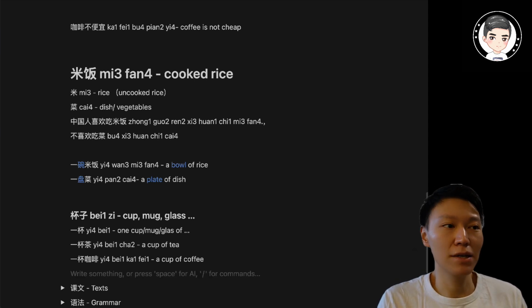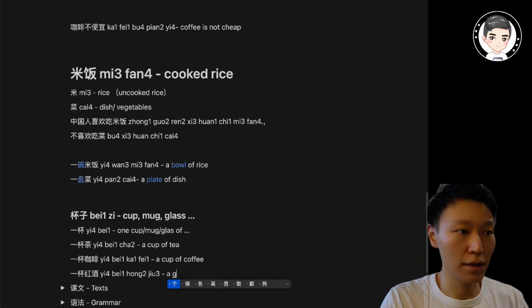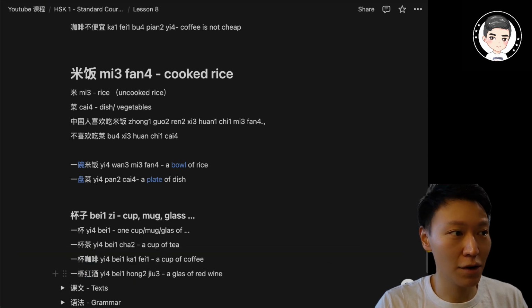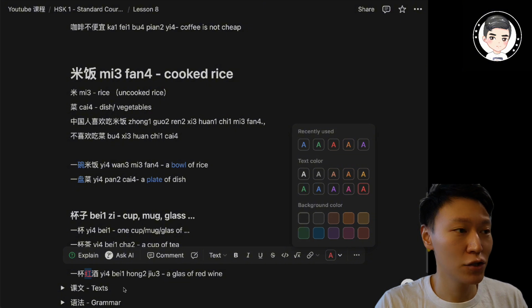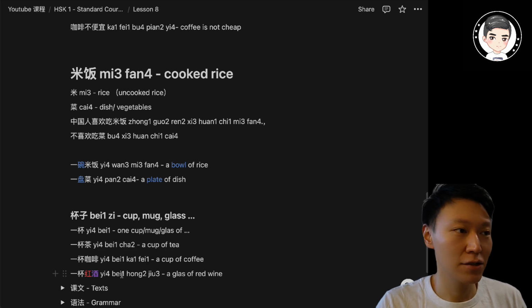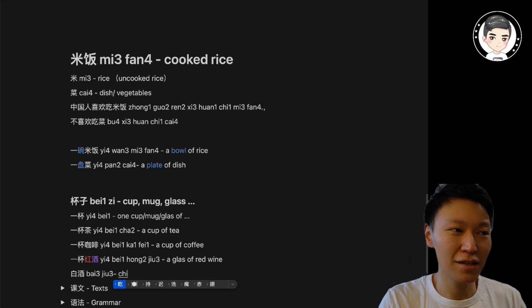A glass of red wine, 一杯红酒. A glass of red wine. So here, 红 means red, so I would just color it red. 酒 means alcohol. So literally in Chinese, 红酒 is red alcohol, which is red wine. But an interesting thing is many people know 白酒. 白酒, it's kind of Chinese rice vodka.